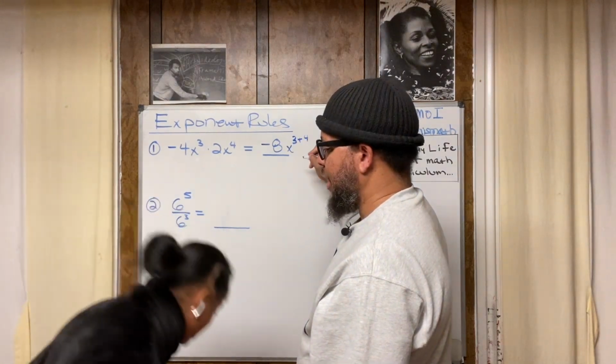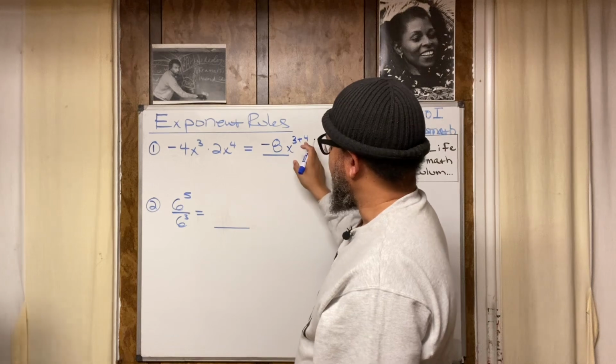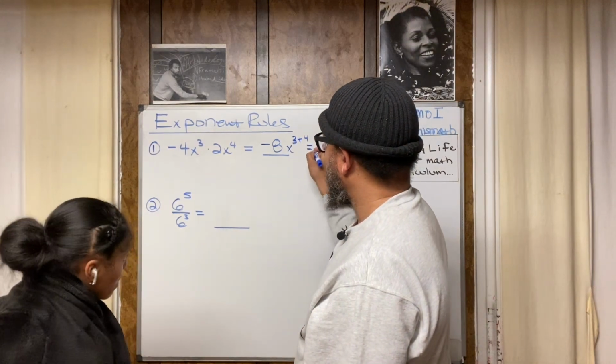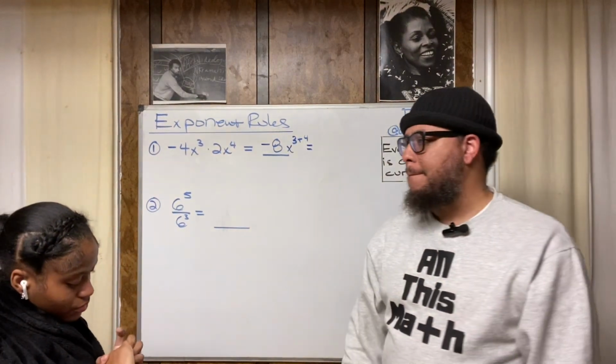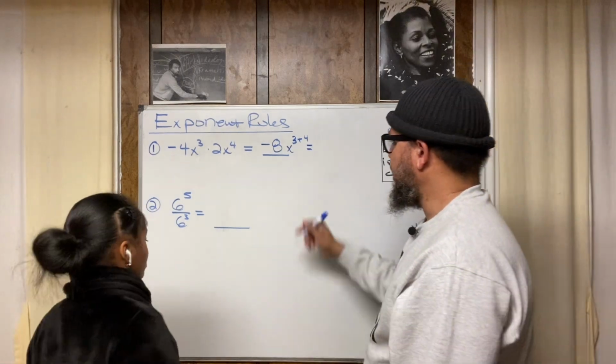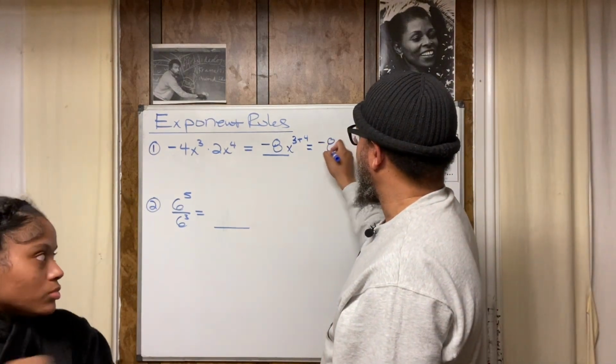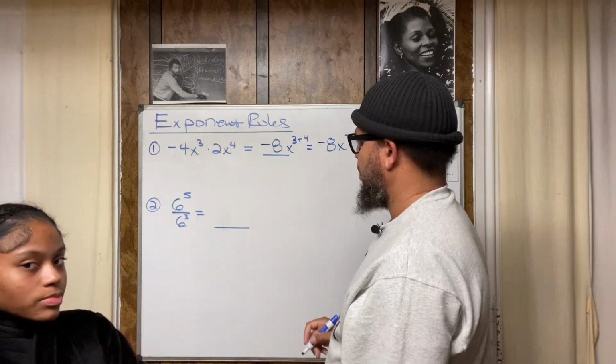When you divide, you subtract the exponents. You add the exponents. What is 3 plus 4? What's the sum of 3 and 4? 7. So that means that the final answer is negative 8x to the 7th power.